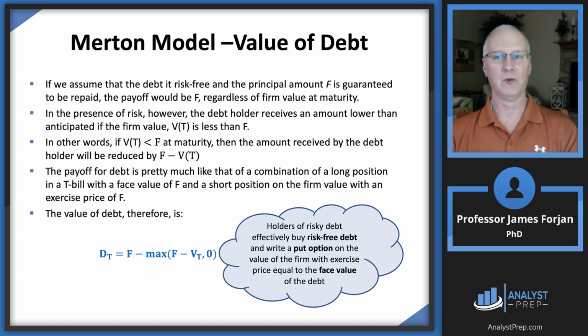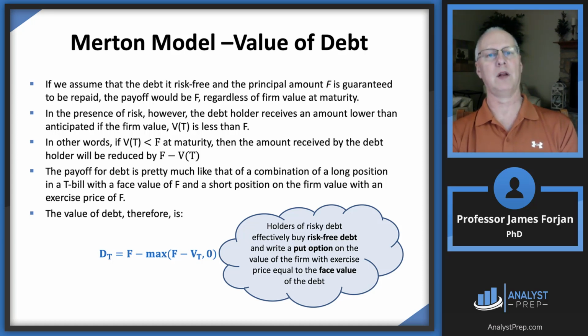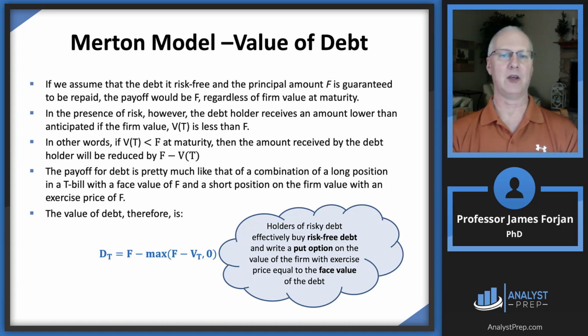Now, of course, the only risk-free securities out there are those issued by the U.S. federal government. So if we're talking about a corporate bond here, which in fact we are, notice the second bullet point: in the presence of risk, the debt holder is going to receive an amount lower than that anticipated value. It's going to be less than F, right? And so this makes perfect sense that if the value of the firm is less than F, then the amount received by the bondholders will be reduced by that difference: the principal amount of the bond issue minus the value of the firm.